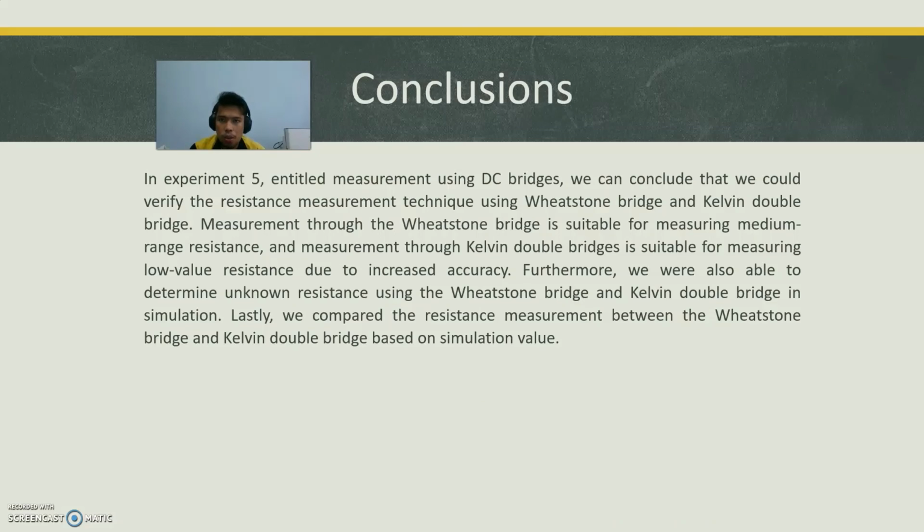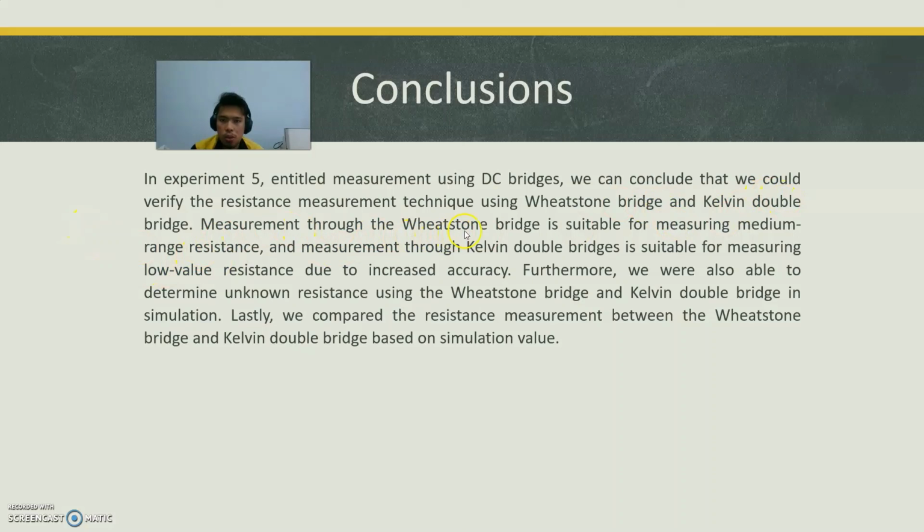So today I'm going to proceed with the experiment presentation. In the experiment, I am going to present regarding the conclusions. So in experiment 5 entitled Measurement Using DC Bridge, we can conclude that we could verify the resistance measurement technique using the Wheatstone bridge and the Kelvin double bridge.